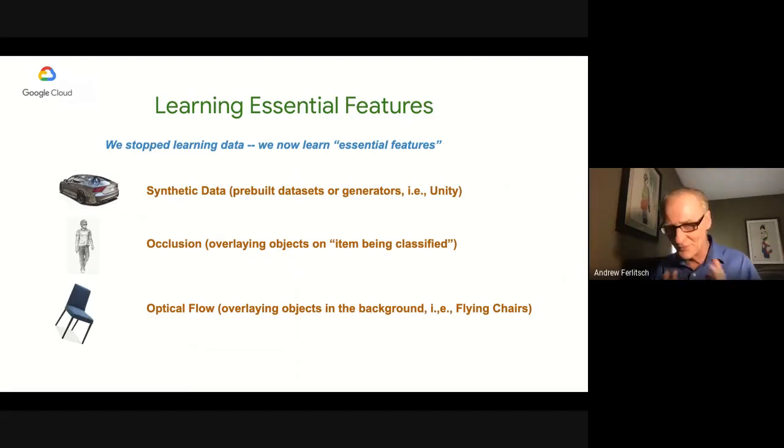I've said this before, but I really have to emphasize this. Today, when we're training a model, we're always talking about learning the essential features, not learning the data. We want to know what is it in those images that's essential to say what it is. And there are a lot of different techniques we use to assist us in learning essential features in addition to the full training. Very popular ones are using synthetic data, which are these pre-built data sets or generators, like from Unity. Occlusion, this is the ability of overlaying objects on items being classified. And then there's optical flow, and that's overlaying objects in the background.